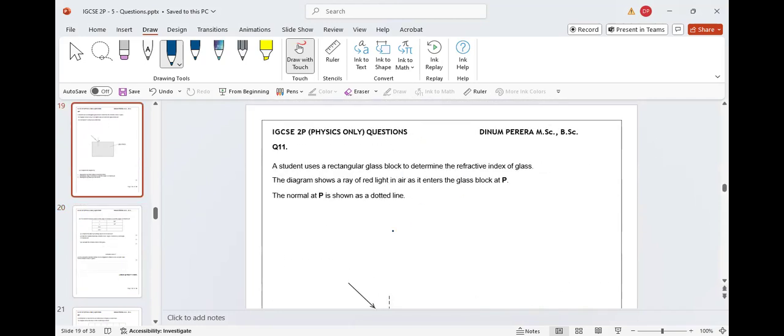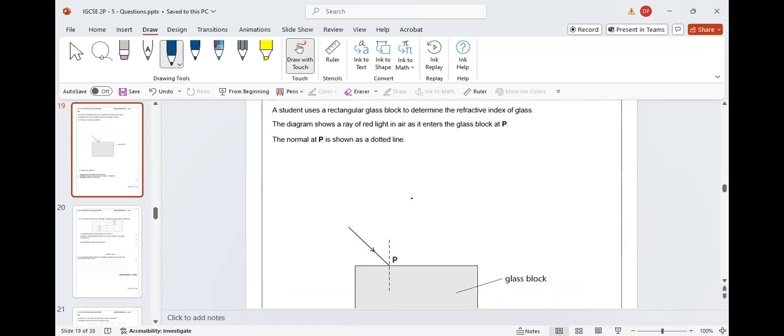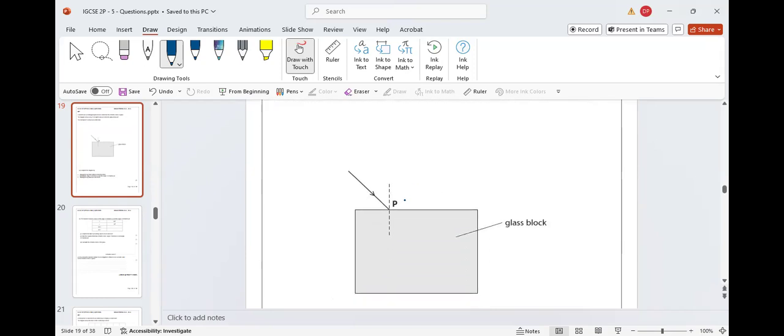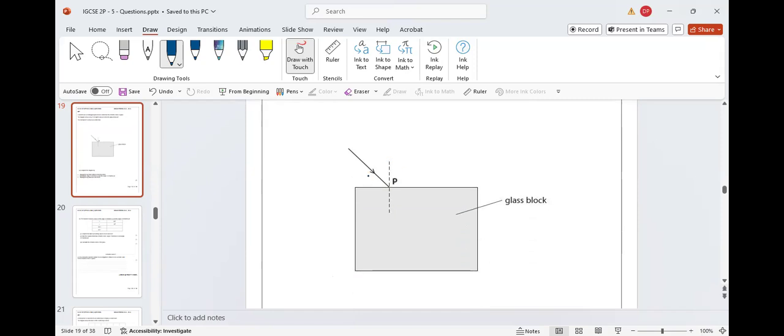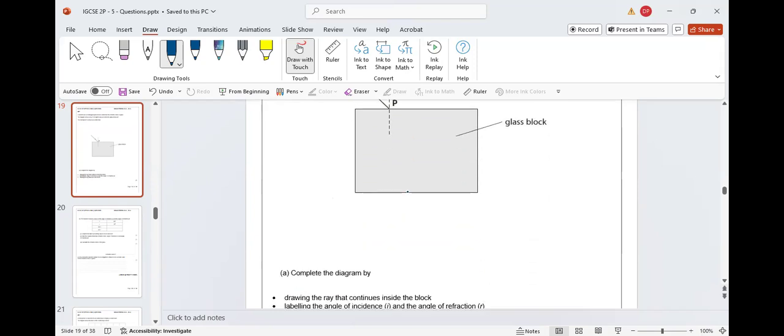A student uses a rectangular glass block to determine the refractive index of glass. The diagram shows a ray of light in air as it enters the glass block at P. The normal at P is drawn with a dotted line. So when you are drawing the normal, usually draw it as a dotted line. Otherwise, you'll be mixing it up with the light rays. And light rays, when you are drawing them, you need to ensure that you draw arrows, right? We often forget to draw arrows, right?